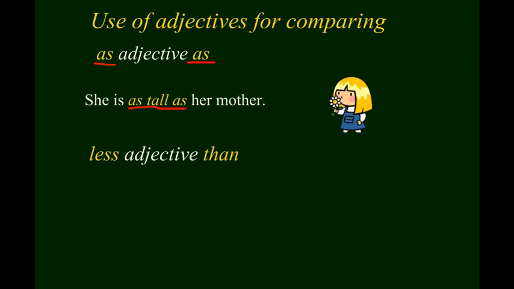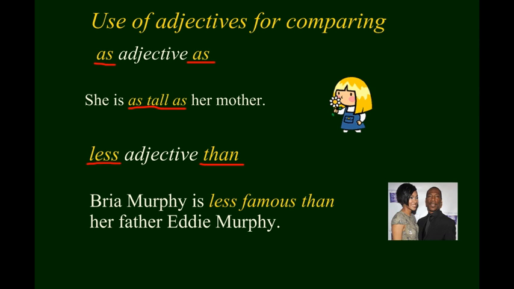When we want to say that something is not very similar, we usually use less plus adjective and then "than". Mažiau, būdvardis, nei. The example is, Brian Murphy is less famous than her father Eddie Murphy. For Lithuanian it is, Brian Murphy yra netokia įžymi kaip jos tėtis Eddie Murphys. So we can see the construction less famous than, and it is netokia įžymi.